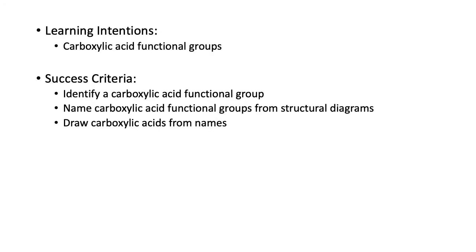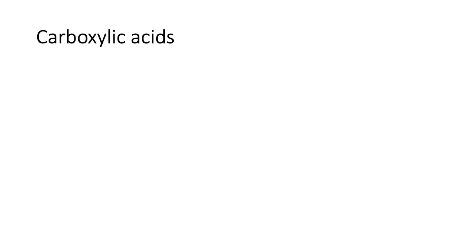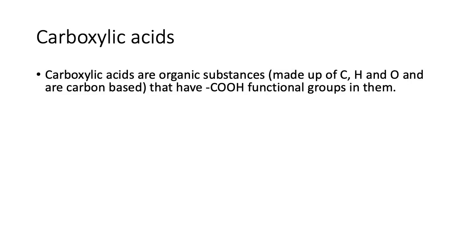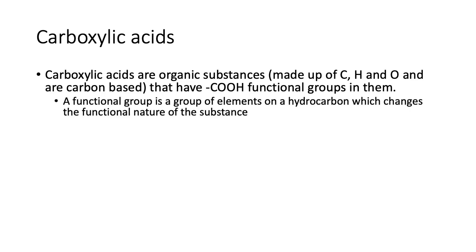Okay, so this is what we're going to be learning about carboxylic acids, how to name them, how to draw them. Carboxylic acids, again, are organic substances which have a COOH functional group. You know what functional groups are. The electron dot diagram of that will look like this.